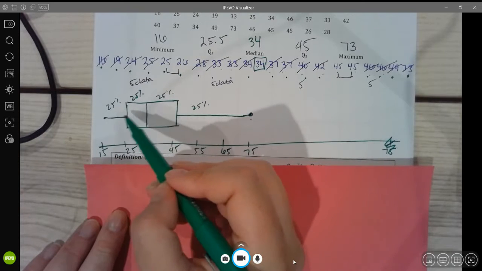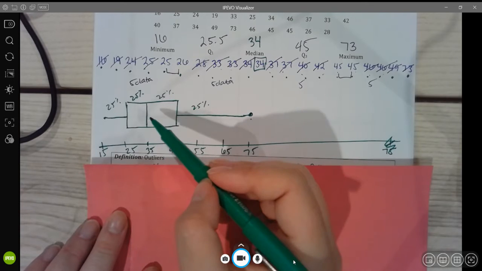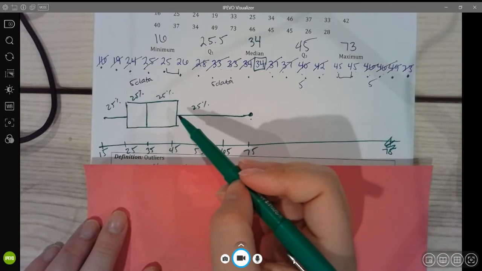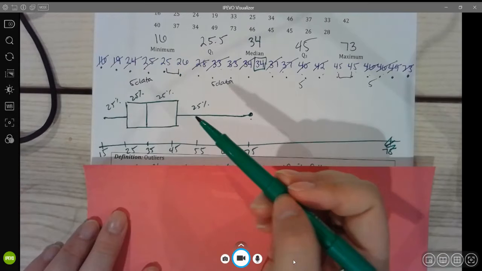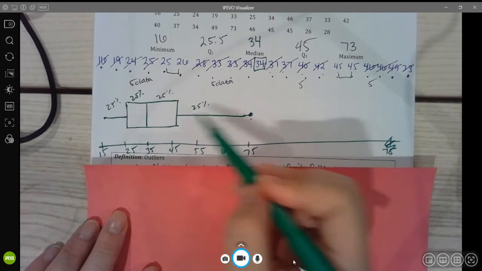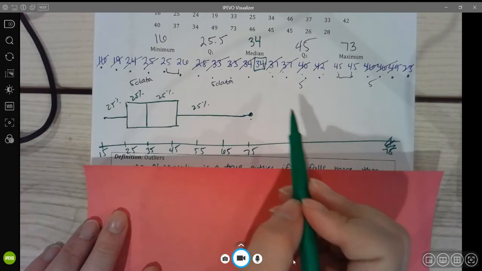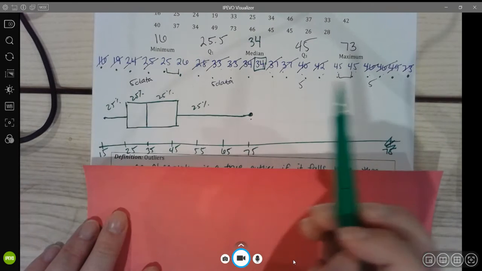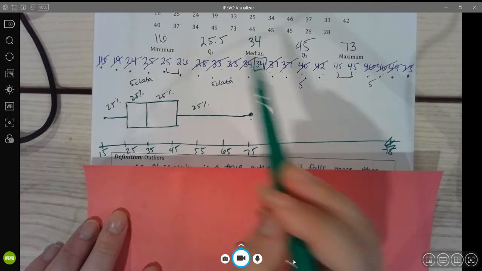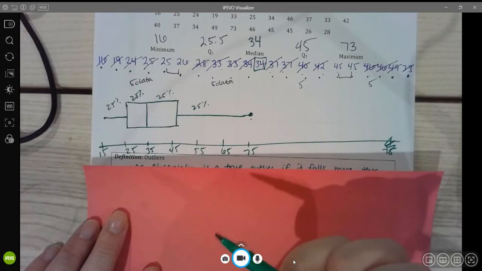This one goes from 16 to 25, so about 10. This one goes from 25 to 34. 35 to 45, so about 10 on all of those. And then this one goes about 20, so it's about twice as long as those. So this is the main gist, how to find these numbers. We'll talk about analyzing these later, but for now, if you can understand how to find these numbers, that's a really good start.